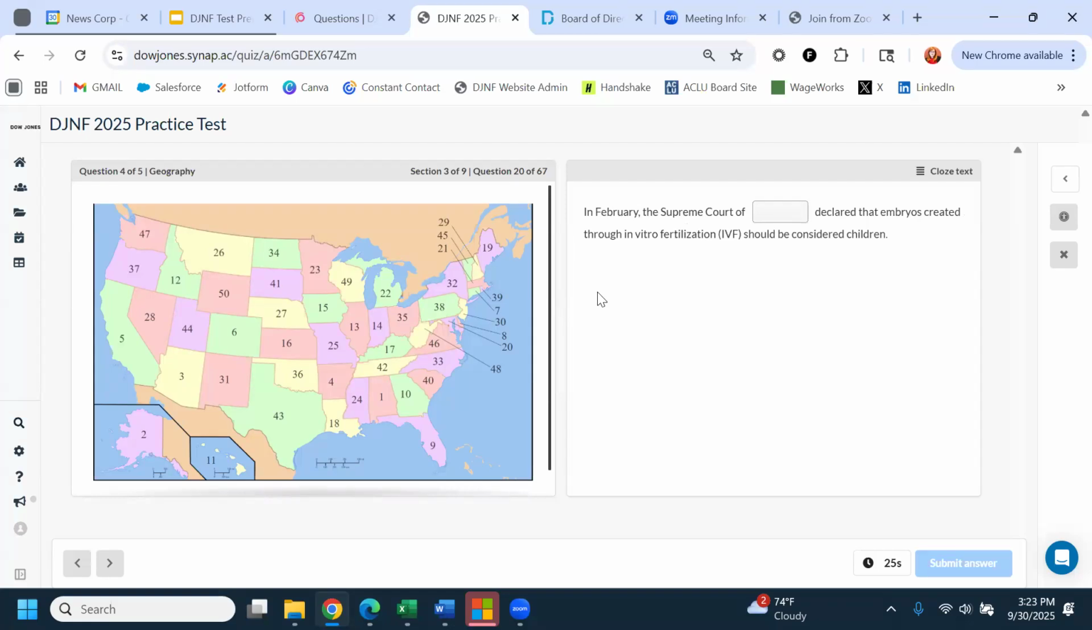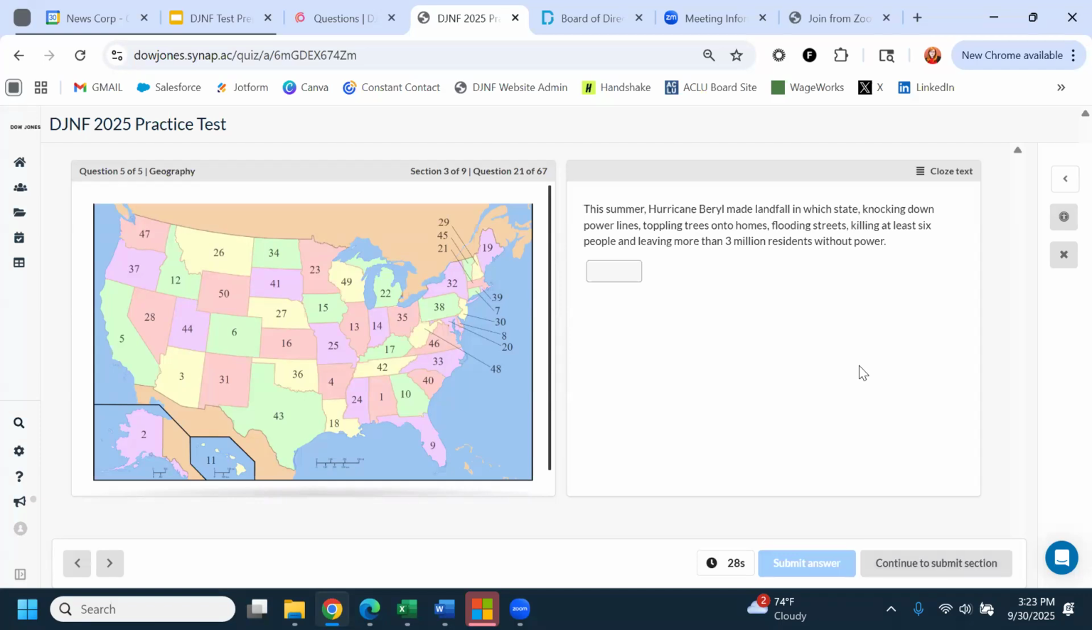Okay, this one. I know state Supreme Court decisions are probably harder, but it was big news when this happened. This is Alabama, number 1. Submit. And a natural disaster question, which might be hard if you didn't live in that state that was impacted, but I think it was big news. This one was, I'll just tell you, it was Texas, number 43.